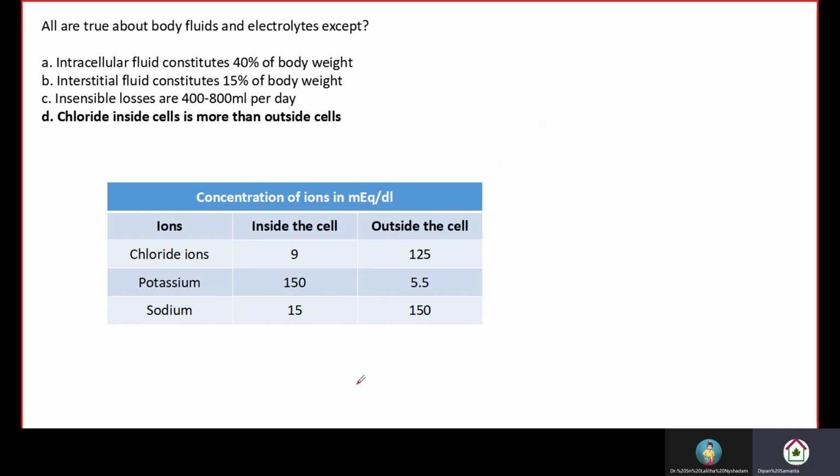So a very important point. Another important point is the concentration of ions inside the cell and outside the cell. Chloride ions: 9 inside, 125 outside. Just remember inside, outside, 9, 125. Potassium, 150, 5.5. Sodium, 15, 150. So these are the three ions that can come in FMG also, and the concentration of each of these ions inside the cell and outside the cells.